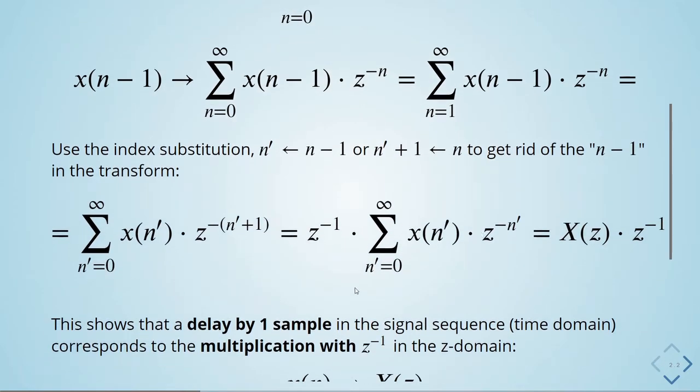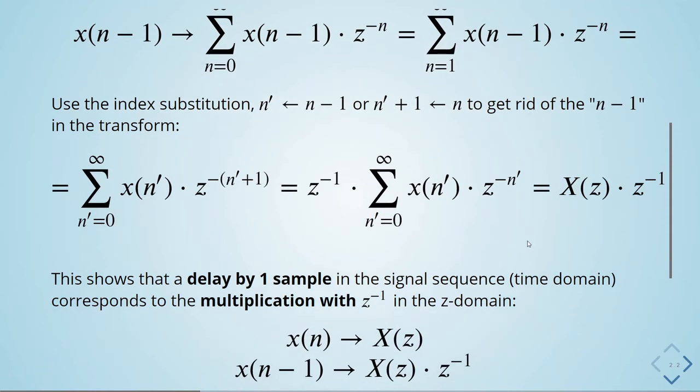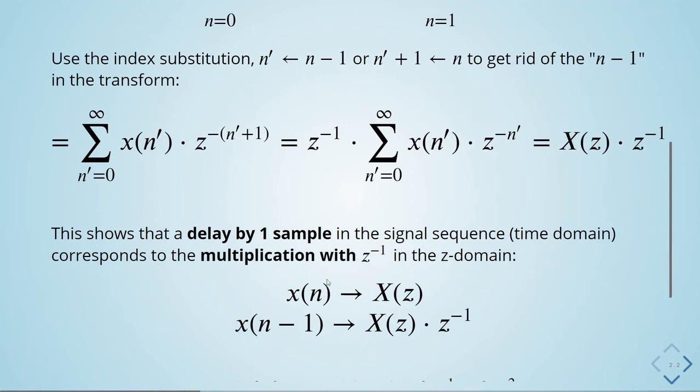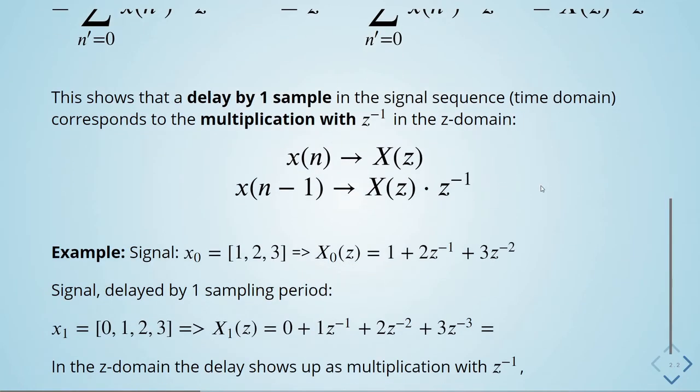So we have this now, and we see that a delay by one sample in the signal sequence, so in the time domain, corresponds to a multiplication with z to the power of minus 1 in the z domain. Here we have the z-transform of one signal, here's the signal delayed by one sample, and in the z domain it is a multiplication with z to the power of minus 1.